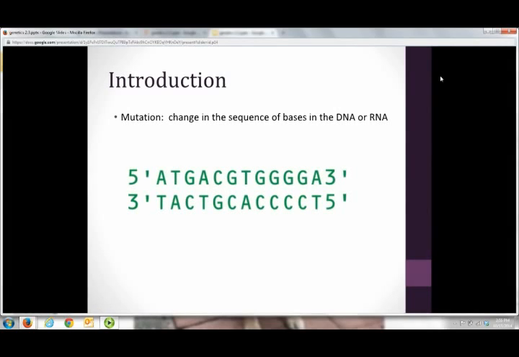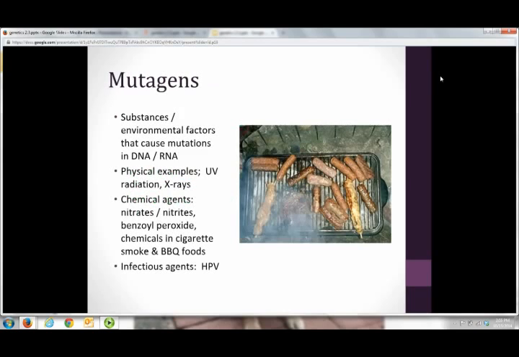Mutations are a change in the sequence of bases in the DNA or RNA. And mutagens are the substances or environmental factors that are going to cause these mutations or changes in the RNA or DNA. These can be physical examples, chemical agents, or infectious agents.